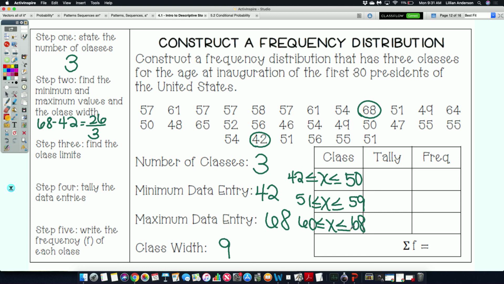Now, the upper bound does matter, especially when you get to displaying this information in a histogram or other items that you're going to learn about later. The one thing is you want to make sure that there is no data hanging in the wind. Because this relates to the ages of the first 30 presidents, there is no 50 years and 6 months old. You see what I'm saying? They're 50 years old or they're 51. So there's nothing in between.